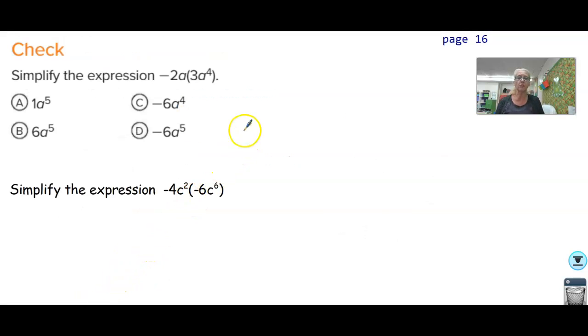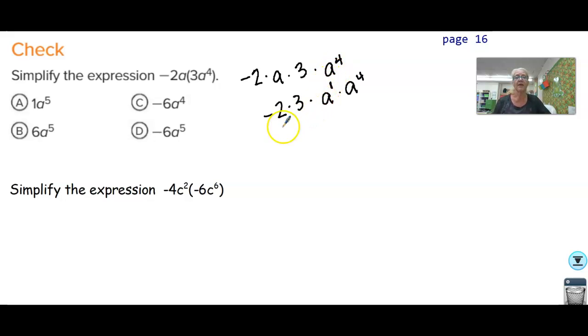All right, so 2 more examples of the messy ones. This one is really -2 times a times 3 times a to the 4th. Rearranging, we get -2 times 3 times a times a to the 4th. Remember, a variable with no exponent, the exponent is a 1. Multiply -2 and 3, we get -6. And a to the 1 plus 4 is a to the 5th. Coming over here, looks like D is the winner for this one.